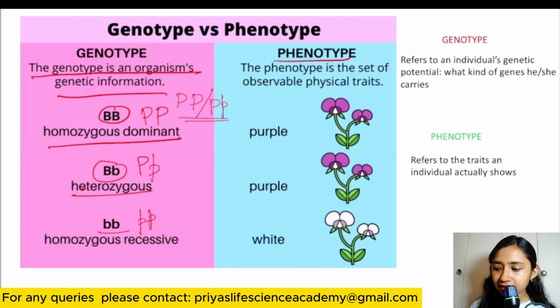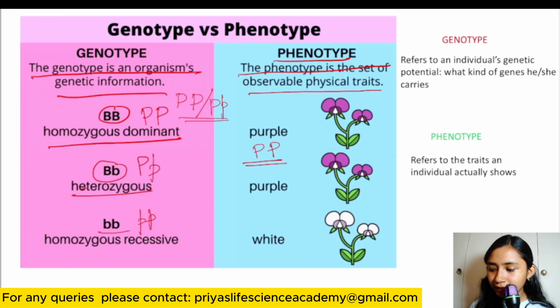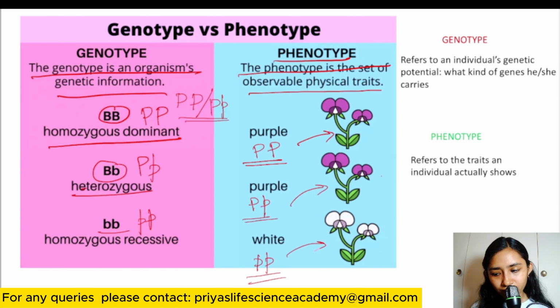And phenotype is the set of observable physical traits. What trait we are observing, that is the phenotype. This is the genotype for purple, and this also can be the genotype of purple, but what is the phenotype? The phenotype is the purple colored flower. And this is the genotype of a white colored flower. What is the phenotype? The phenotype is white. So genotype is nothing but the representation of genetic information, the types of alleles the organism possesses. And phenotype is what we observe by having this kind of alleles.